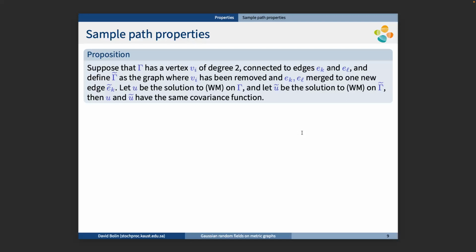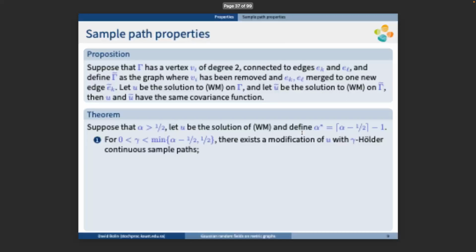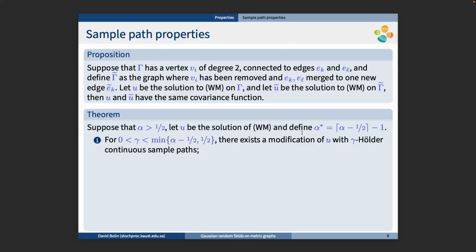And why this is important is because in statistics, you typically will have observations on the network. And what this essentially says is that you can add all observation locations or all locations where you want to predict the process as vertices in the graph without actually changing the model. Another thing that is also important is that what I've been calling a smoothness parameter, this parameter alpha, the fractional power of the operator, is in fact a smoothness parameter. So this will determine the Hölder continuity of the sample paths.